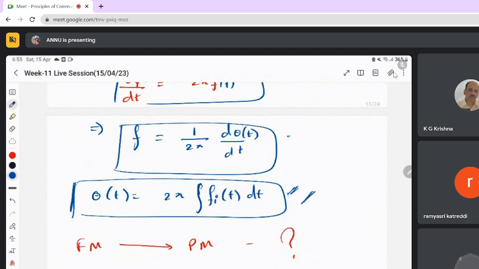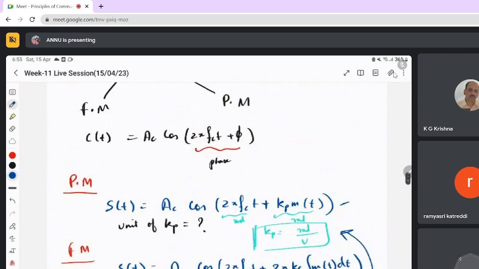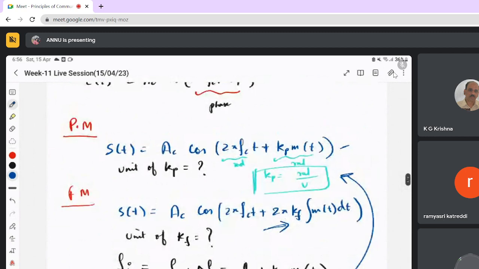This one. So why is there a difference between this one? Yeah, it looks to me that one is the integration of the other kind of. Yeah. So here in this formulation, if you just replace this Kp with Kf and 2 pi Kf integration of m(t) dt. And one more thing I want to tell you, like in modulation, whatever parameter you are changing, that parameter should be directly proportional to m(t), because the characteristics of the carrier should be changed in accordance with the message signal.